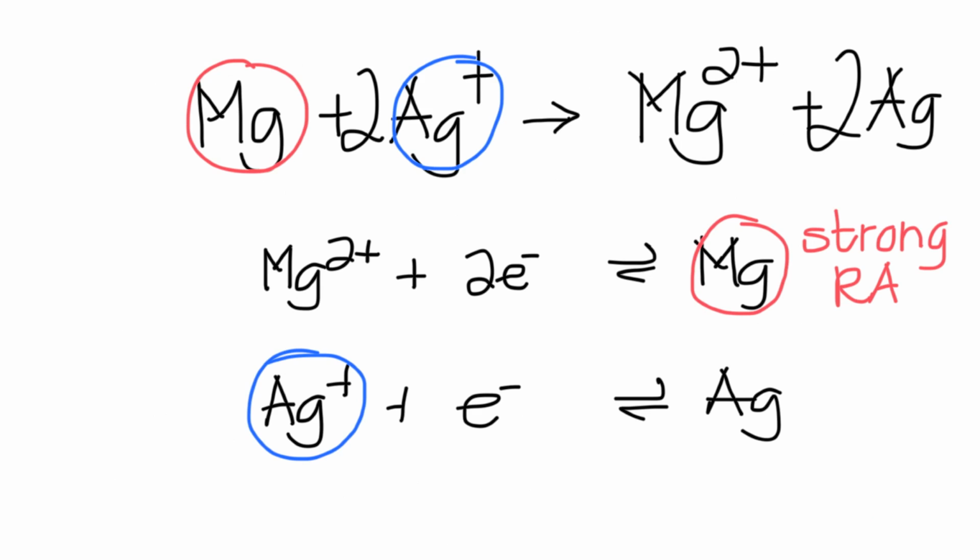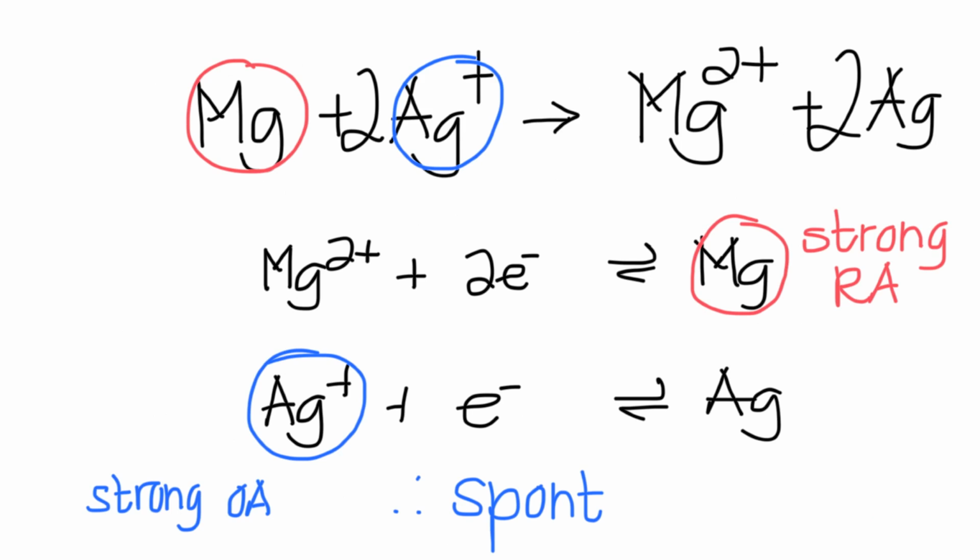This is taken directly from the table. This guy is a strong oxidizing agent. That's how it lies on the table. And the minute it's strong and strong, I say this reaction is spontaneous. It's just going to happen. You don't have to force it.